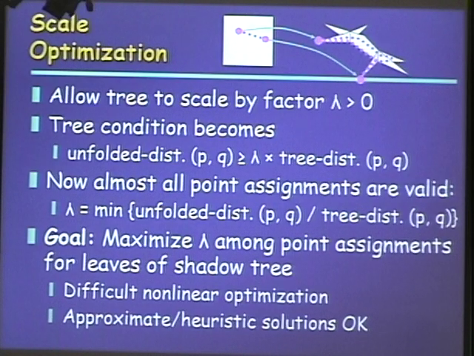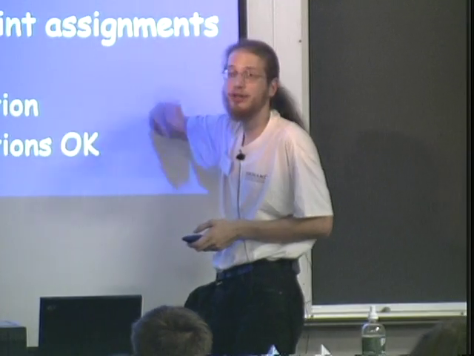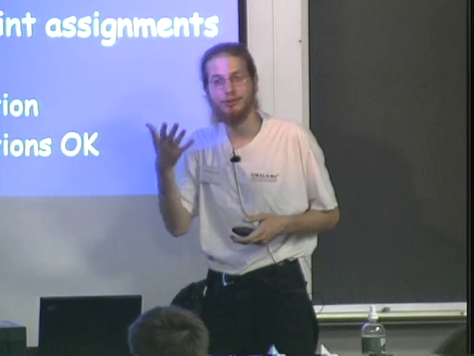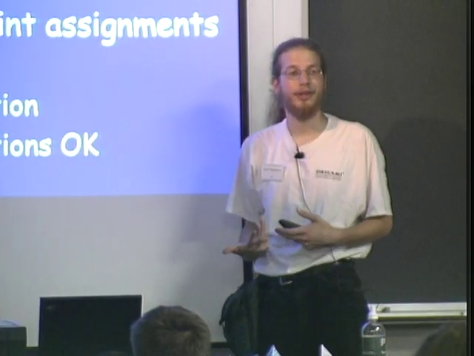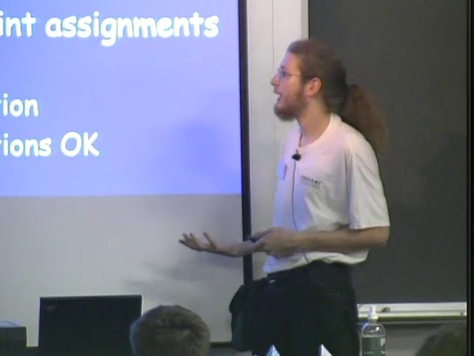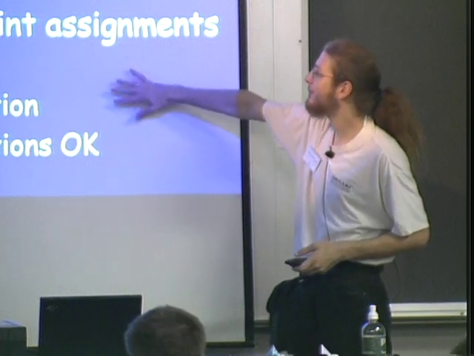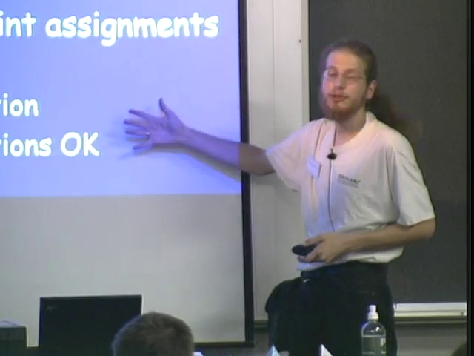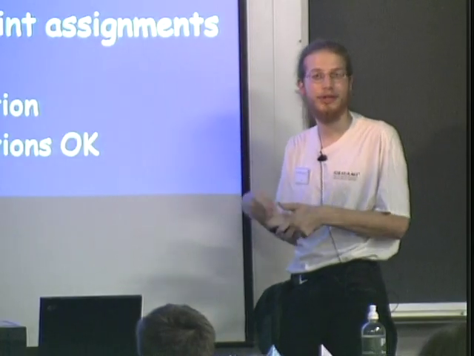Yeah. So if I allow myself to scale the tree down in size, then anything I choose will work. For each of the vertices over in the shadow tree, I can assign corresponding points over there, and as long as they're not on top of each other, if I scale the tree sufficiently far down, this constraint will be satisfied. Of course, some assignments are better than others, but now it's just an optimization problem. It's a hard optimization problem. It's some kind of nonlinear optimization, but any solution I find will work. And so I can just keep hacking away and trying to find some good heuristic solution.